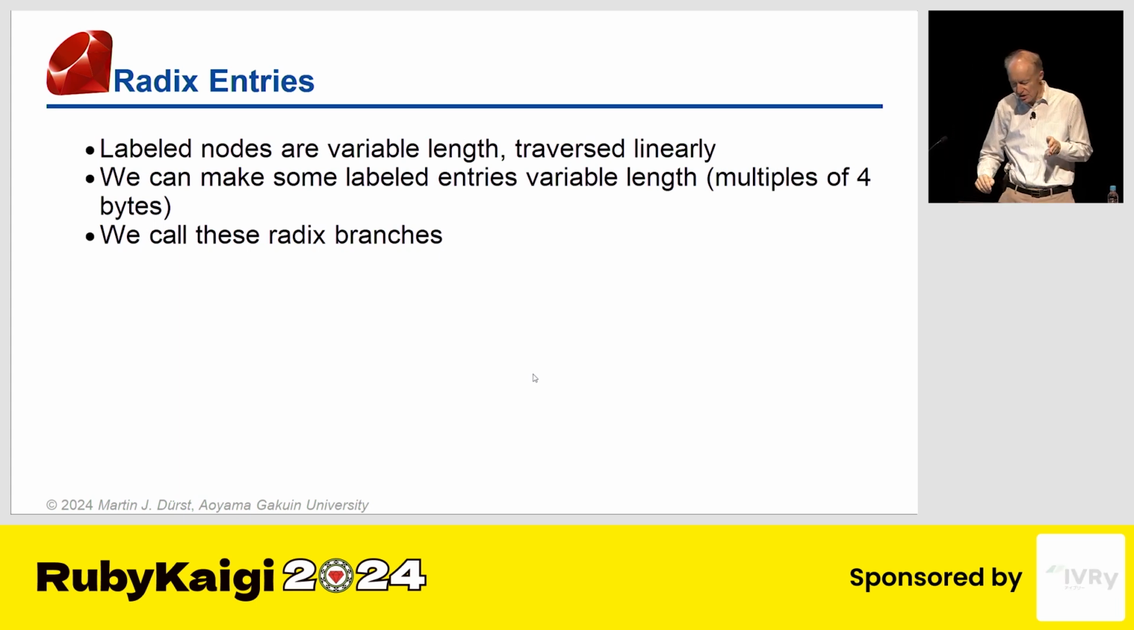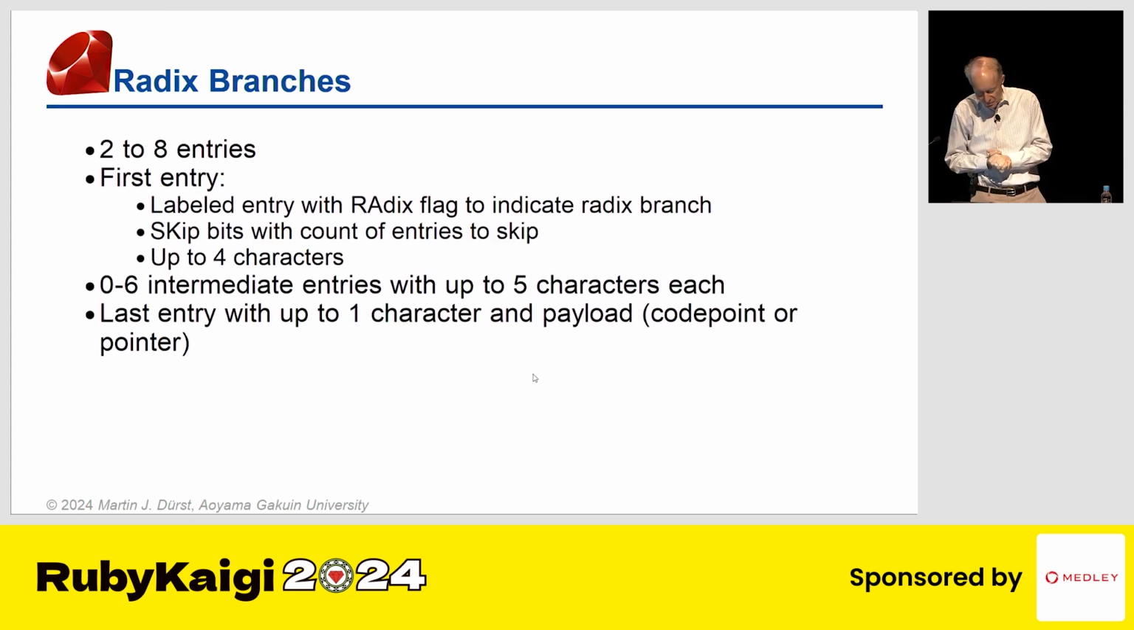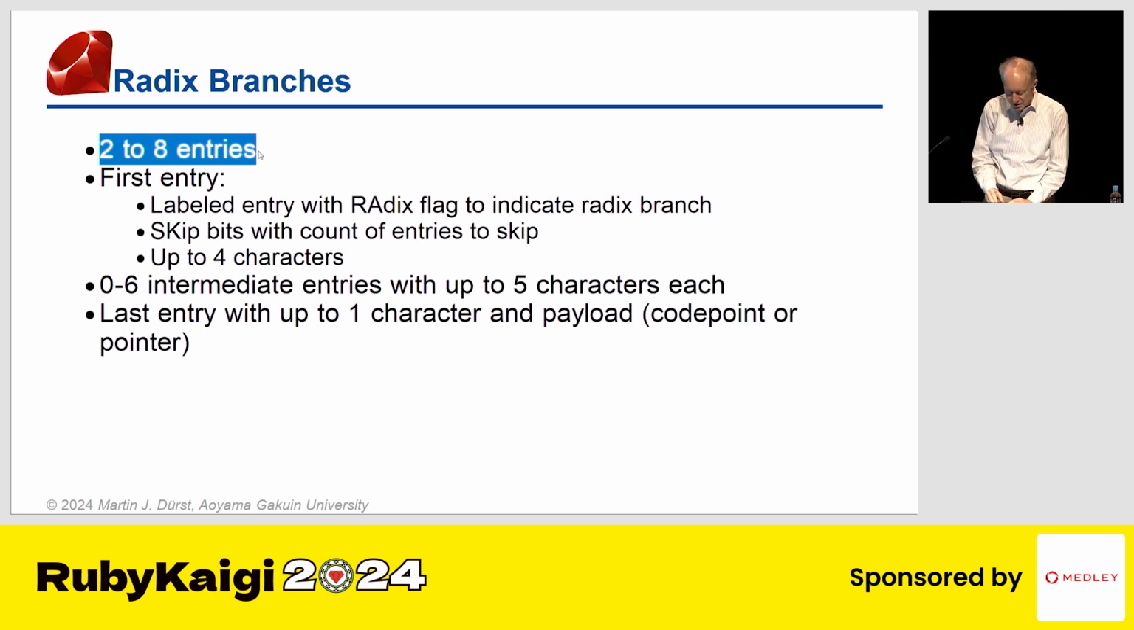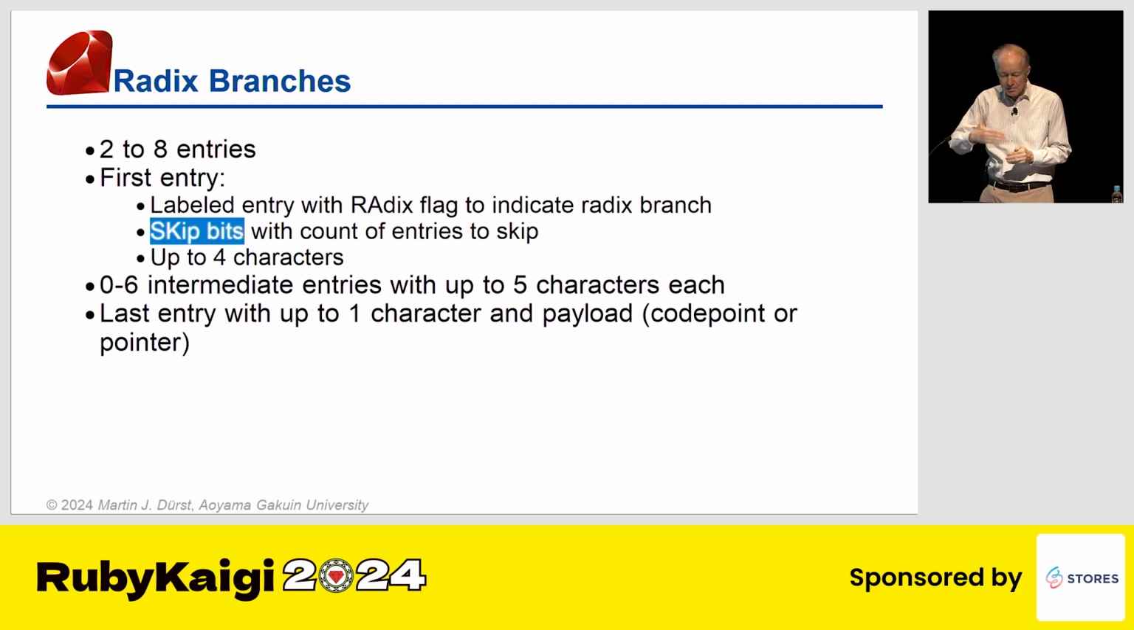Well, we create these radix branches. There are radix trees that work like this. Radix branches use between 2 and 8 entries, 4-byte words. The first entry is labeled with a radix flag to show that we are on a radix branch. And then we have 3 skip bits that show how many entries are in this radix branch, and this is used in the labeled mode to skip over the radix entry.